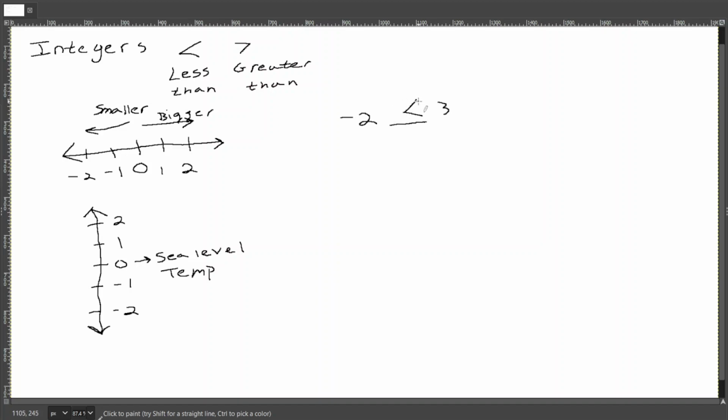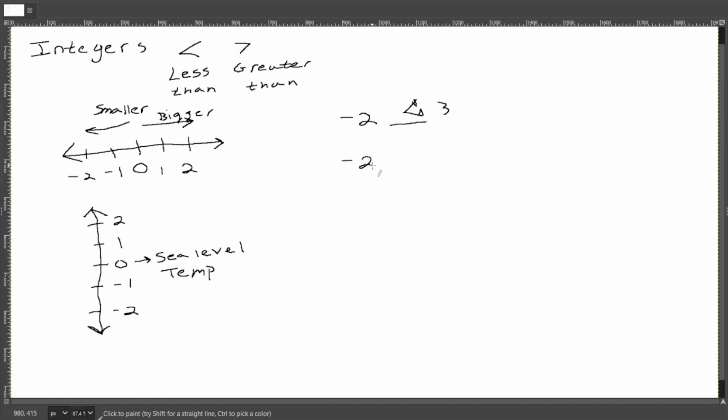If you haven't done these in a while or you're just experiencing this, what my teachers always used to say is the little mouth is the alligator, and he likes to eat more food. So the mouth will always go to the bigger value, well, the bigger number, or in this case, the one that has more value. So we could see different things.